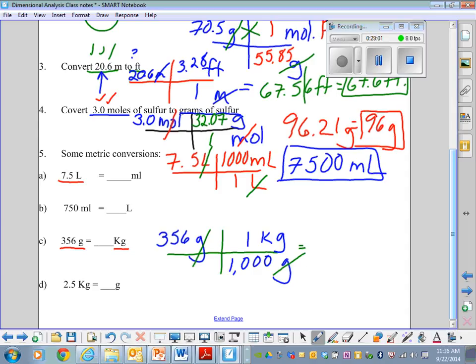Did you get an answer? I got 0.356. Excellent. 0.356, and my unit? Kilograms. Excellent. And did we attend to sig figs, folks? 3 sig figs. We're good to go. The 0 is not significant, right? It's a leading 0.